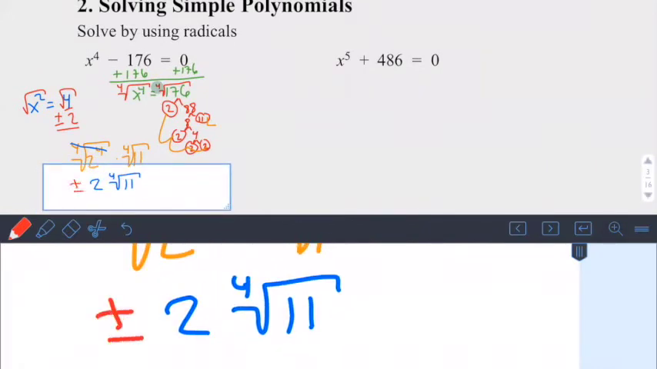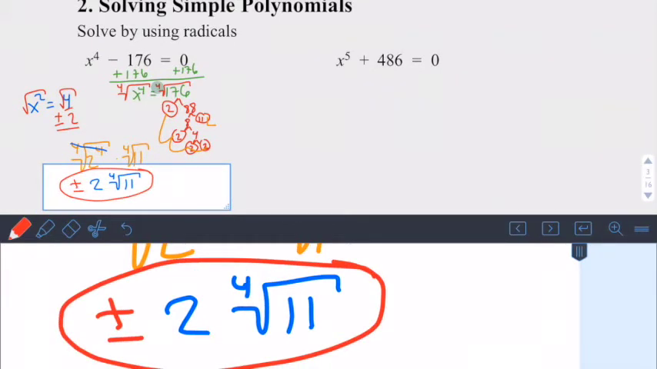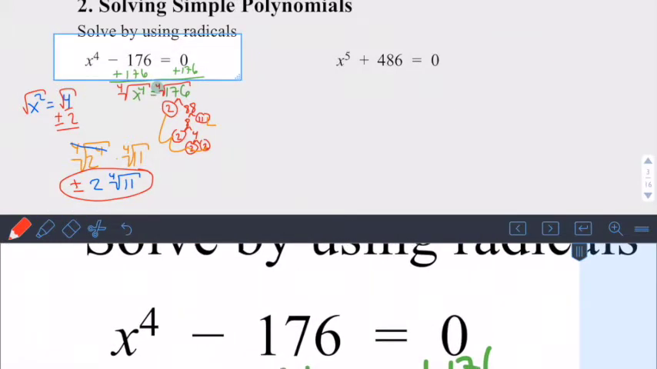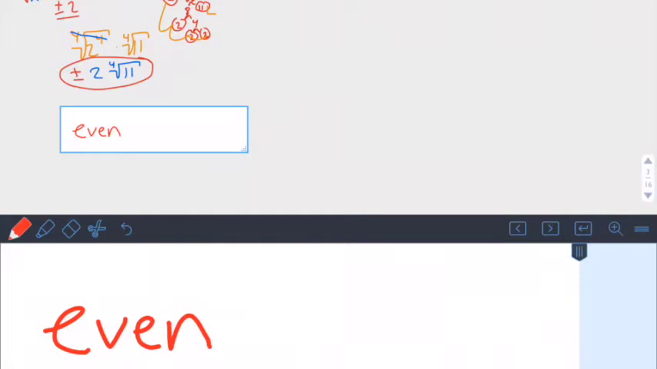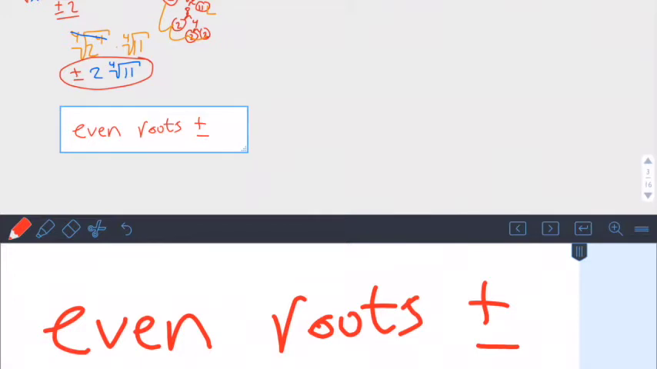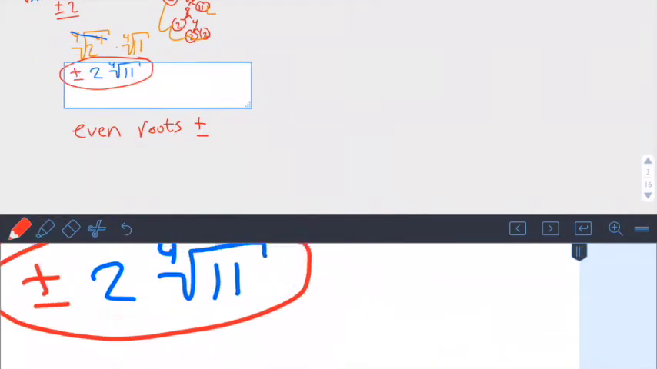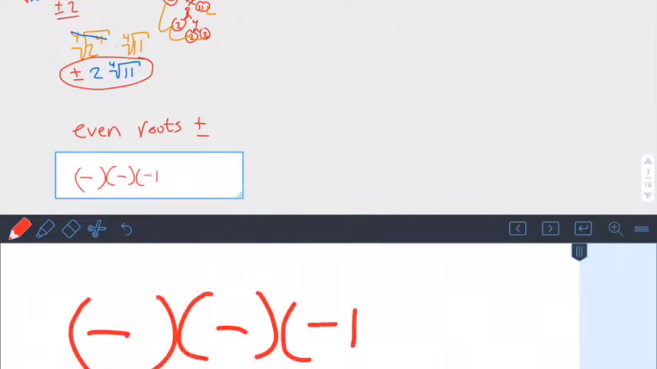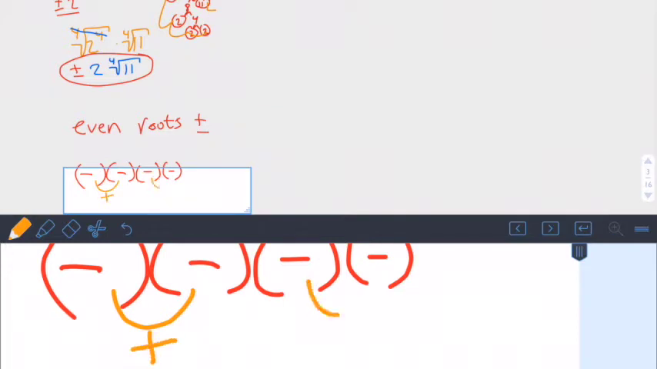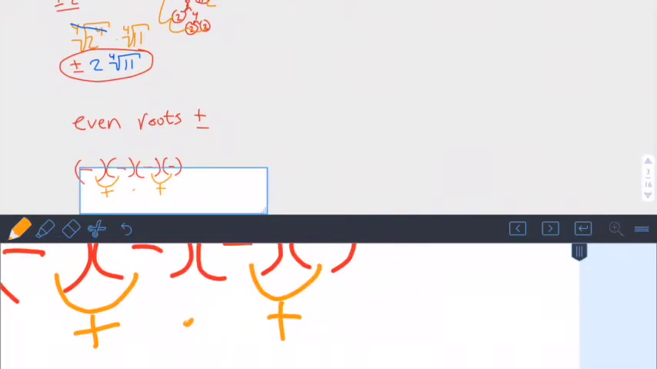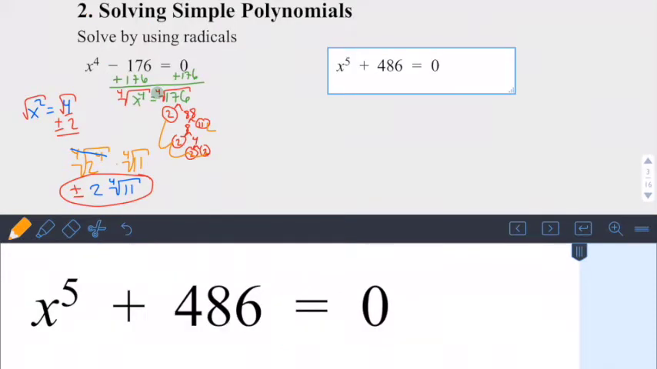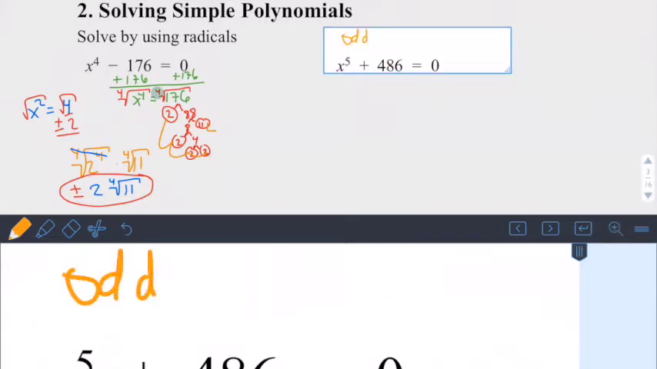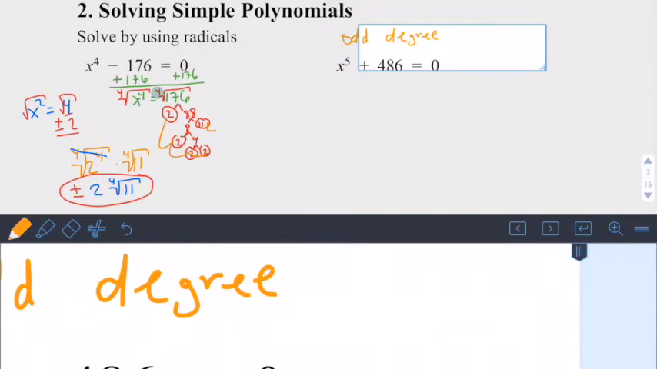We get plus and minus 2 fourth roots of 11 because all even roots will have the plus and the minus, because that negative times the negative will be positive. So real quick, if we said negative times negative times negative, well, the negative times the negative would be a positive, and this negative times a negative would be a positive, and a positive times a positive is a positive. So now this one's going to be the same thing, but odd degrees. You only need whatever sign it is.